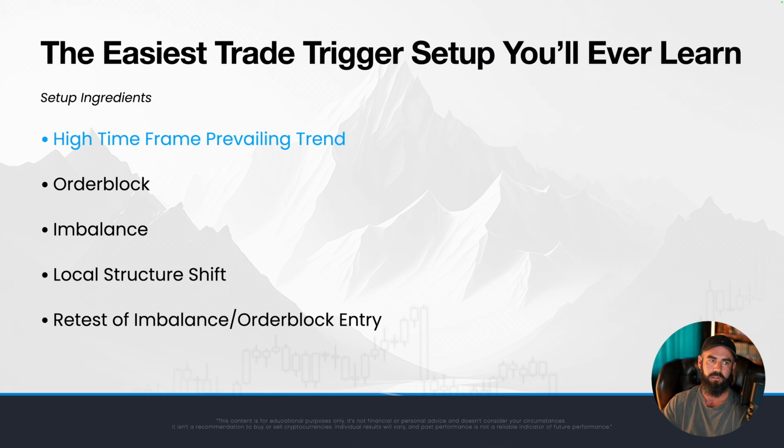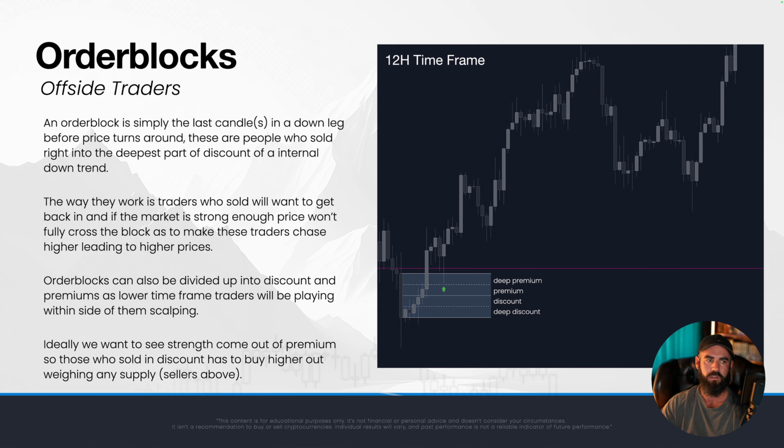So once we've confirmed that the high time frame prevailing trend is moving in our favor, we want to be looking at an order block. An order block is simply the last candle or candles in a down leg before price turns around.